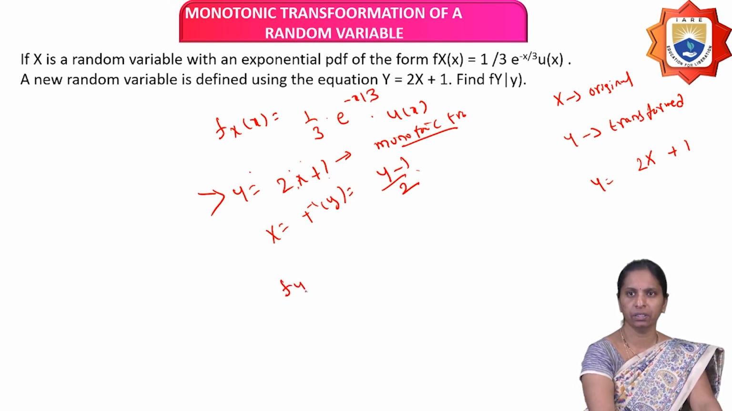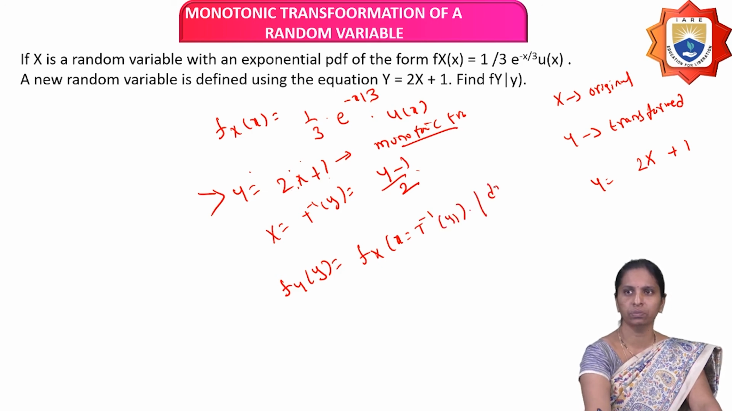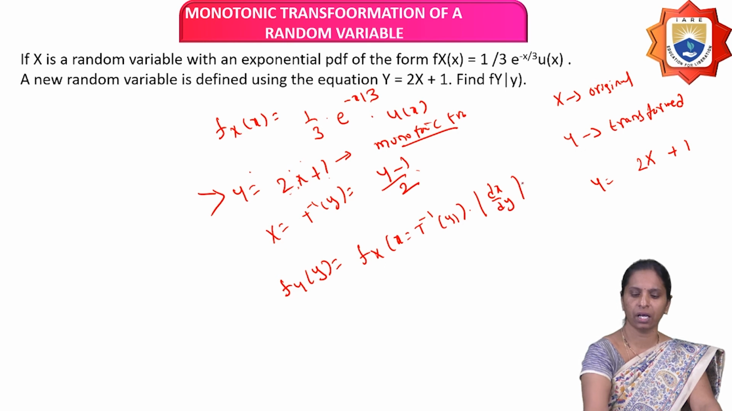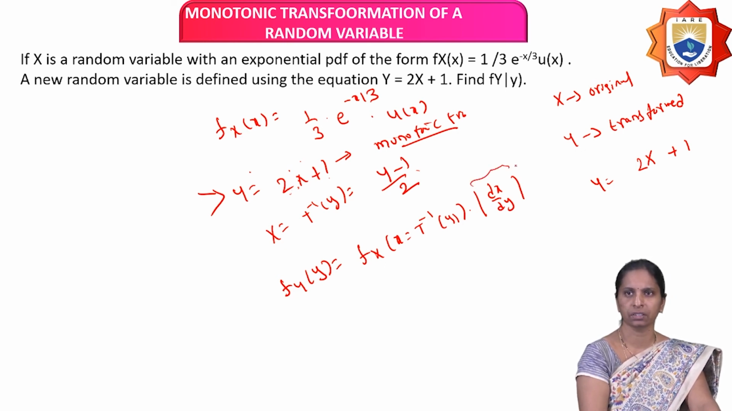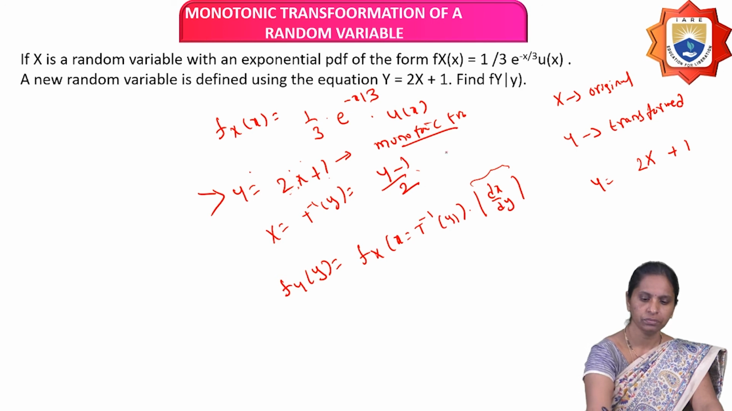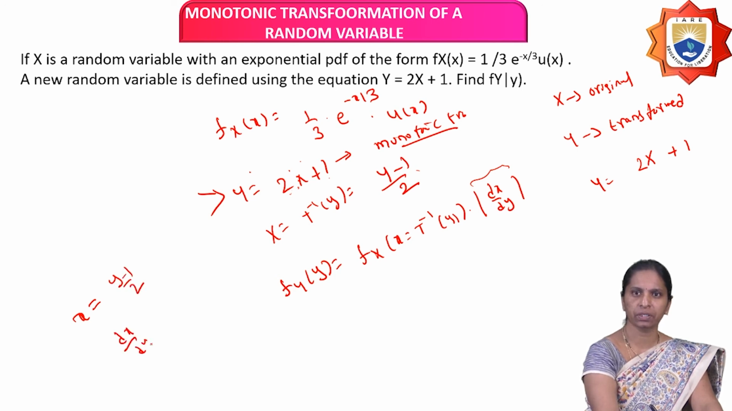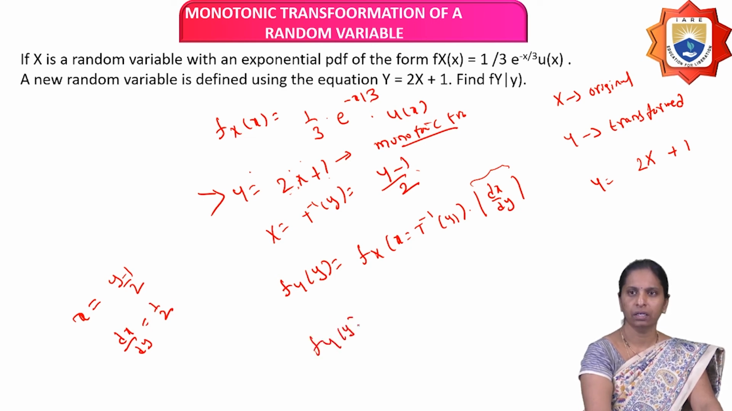Then what is the density function? The transformed random variable Fy of y is equal to Fx of x equals T inverse of y into mod of dx by dy. Here you can take, because x is increasing, y is also increasing, you can take it as monotonically increasing. Or if you don't know, just write down the modulus. Okay. Then for any value of y, what is the x value? Y minus 1 by 2. Then differentiate both sides with respect to y, then what do you get here? 1 by 2.